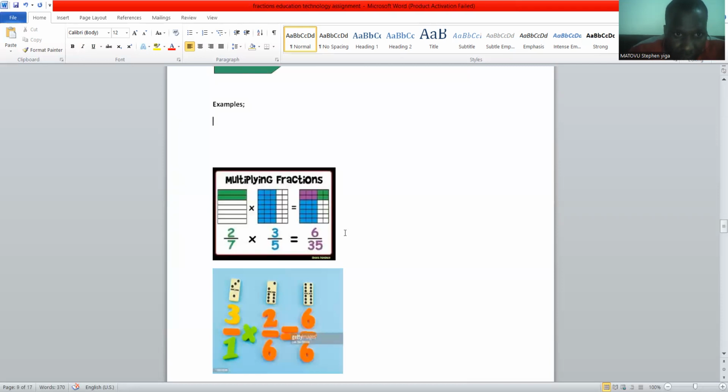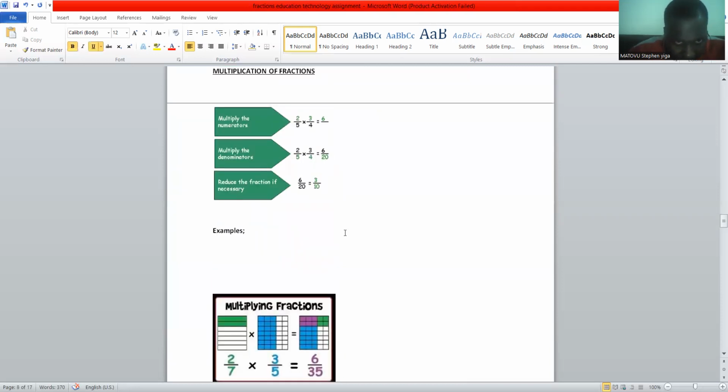Let us see how we can multiply fractions. Please, when we discuss something, you can go and try to research more about it. How do you multiply fractions? First, multiply the numerators. 2 times 3 is 6. Multiply the denominators then. 5 times 4 is 20. That is 6 out of 20. You can reduce the fraction if necessary, whereby 6 out of 20 is the same as 3 out of 10.